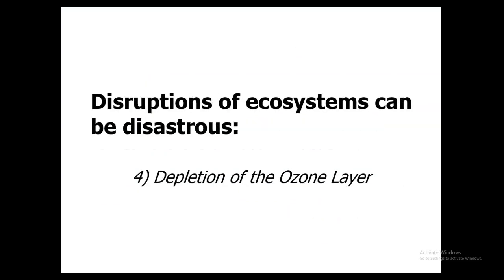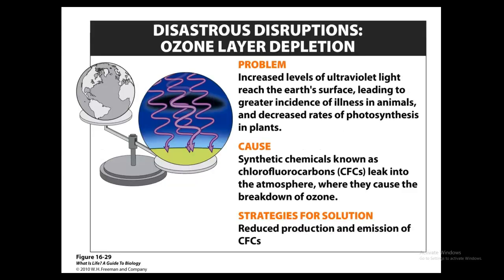Next, we have depletion of our ozone layer. Now, the ozone layer is found in the upper part of the stratosphere. It's about 30 miles above the Earth's surface. It helps provide protection from UV radiation. This UV radiation, when it comes through, can cause sunburn, which eventually leads to skin cancer, and we've noticed a high rise in skin cancer lately.